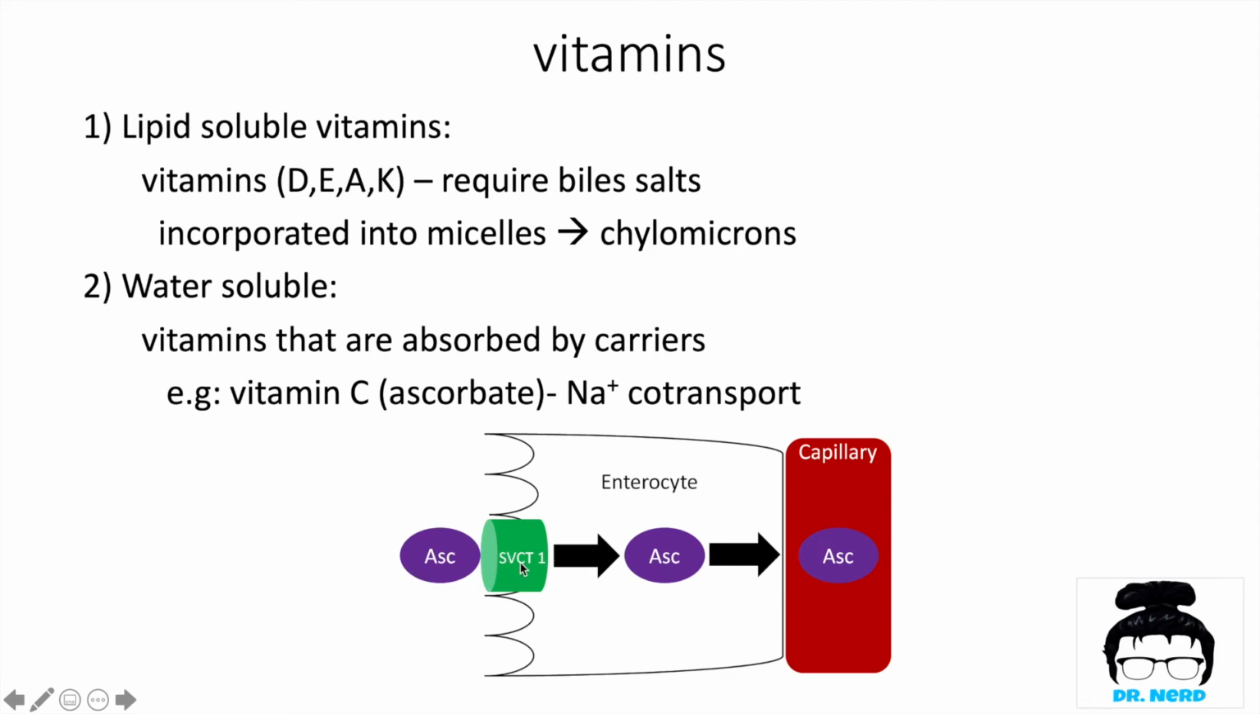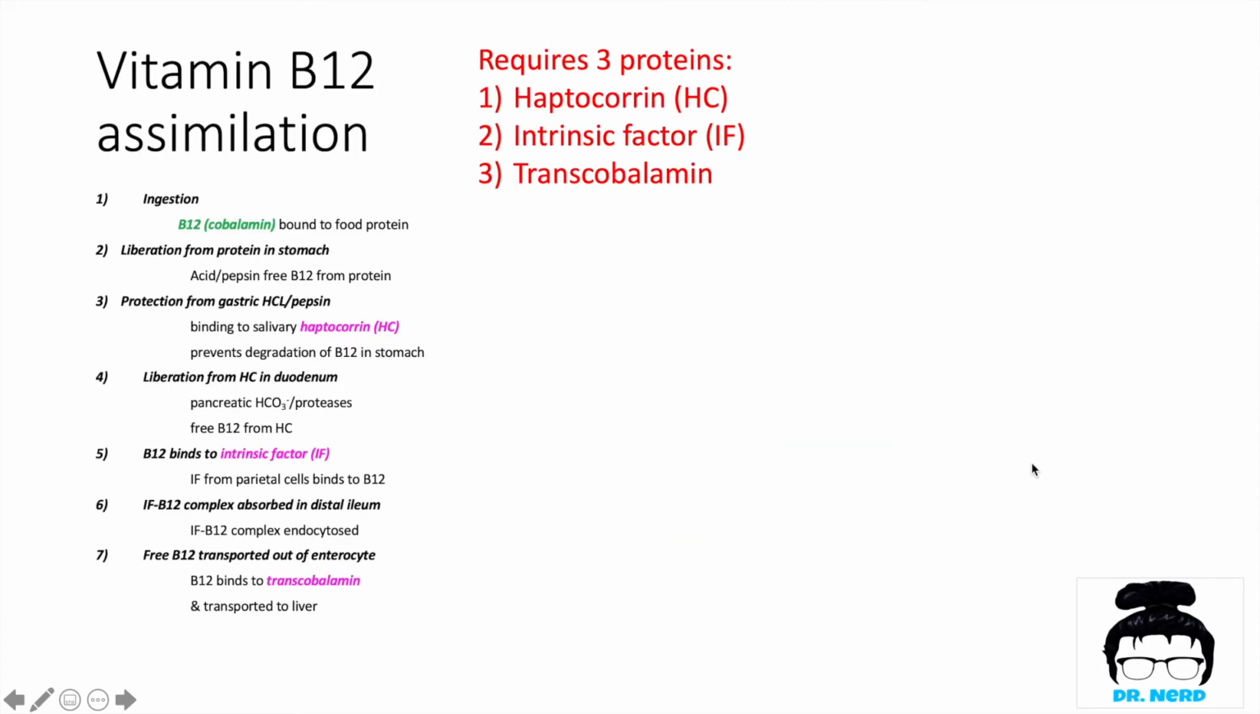Now, vitamin B12 assimilation. It's not that hard if you understand the process and how it moves from one part of the body to the next. It will be easy for you. Just know that it requires 3 proteins: haptocorin, intrinsic factor, and transcobalamin. So first you ingest the B12. It's bound to protein.